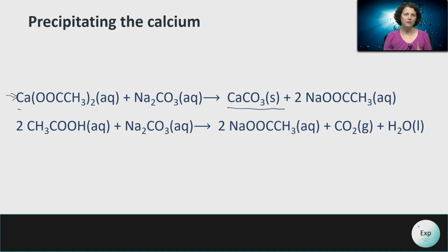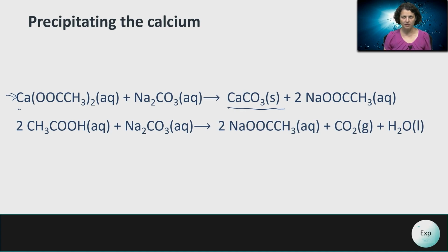However, in the previous reaction, we saw that when we have calcium carbonate and acetic acid in the same mixture, the two of them will react. So it is essential that our excess acetic acid be neutralized by the sodium carbonate.